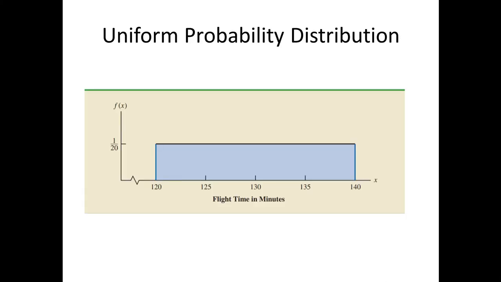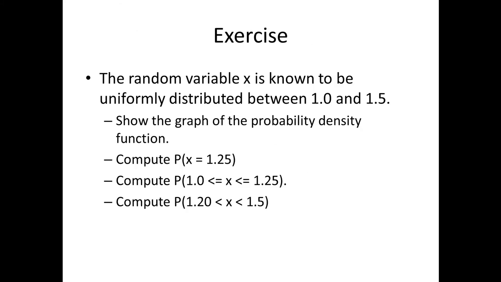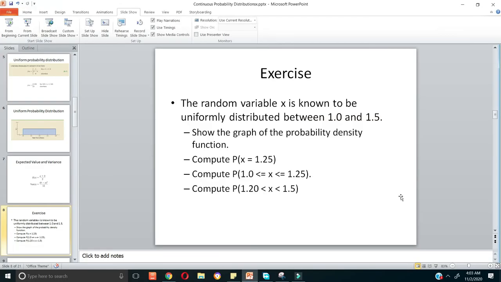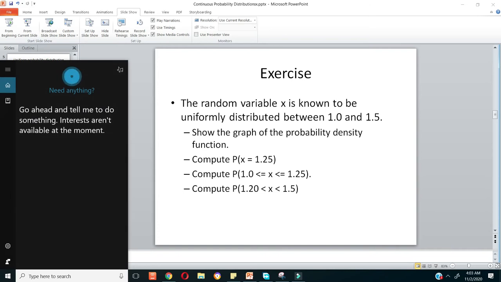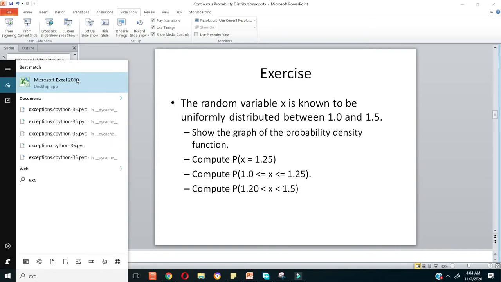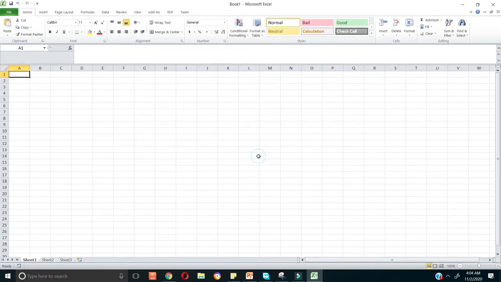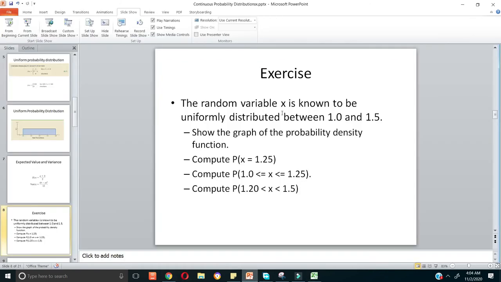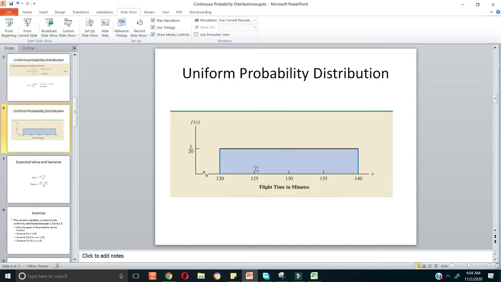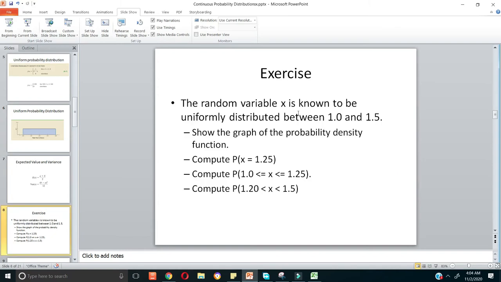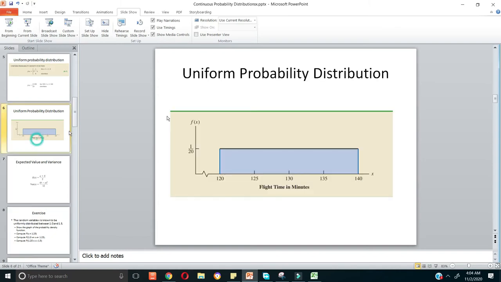So for instance, we have an example here. We could have done this for the plain example, but we have a small exercise that we could do over here. We have a uniform probability distribution, uniformly distributed between 1 and 1.5. You want to show the graph of the probability density function. It will basically be something of the sort where this limit over here is going to be 1, and then this other limit over here is going to be 1.5.